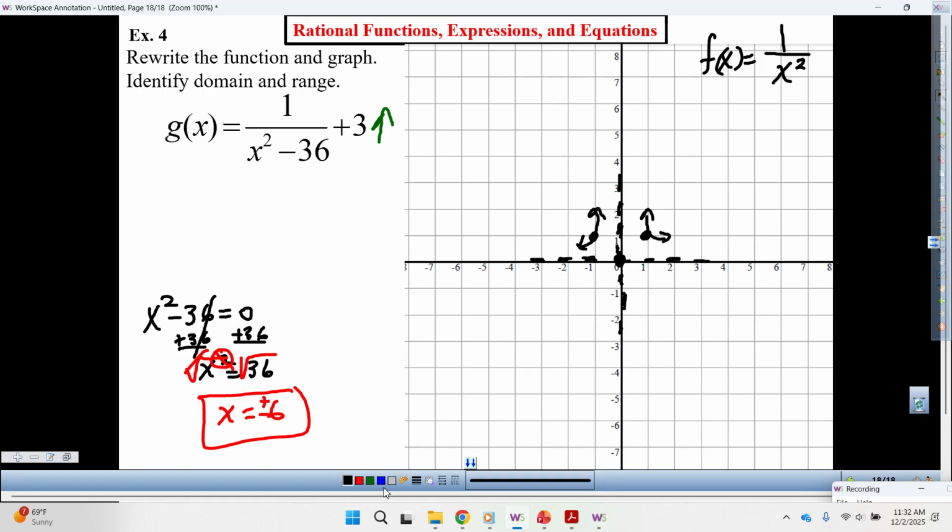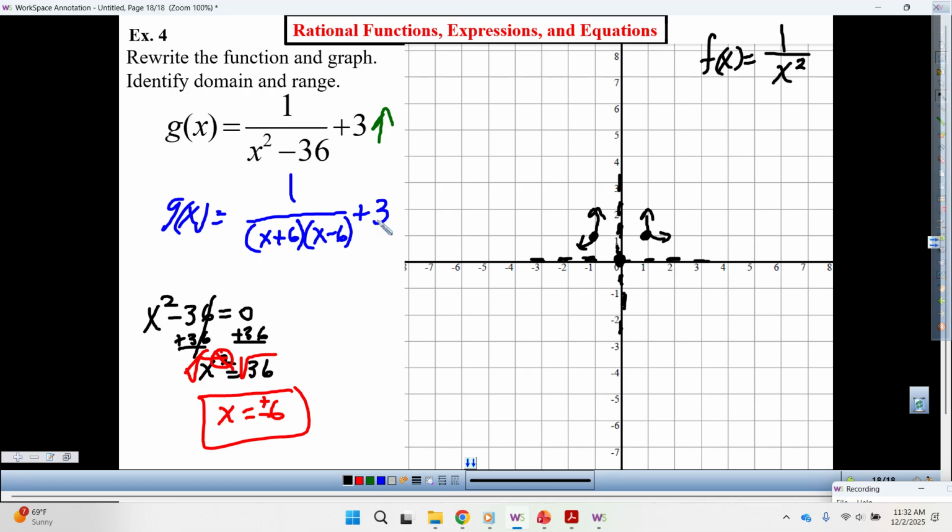Okay, so let's rewrite this. Here we go. I'm going to change to blue. G of x equals 1 over x plus 6 and x minus 6. Now, you had a colleague of yours earlier say, Mr. Q, what if the numbers are not the same? Good question. So here we go. Y'all ready?